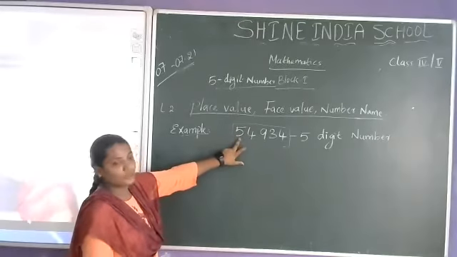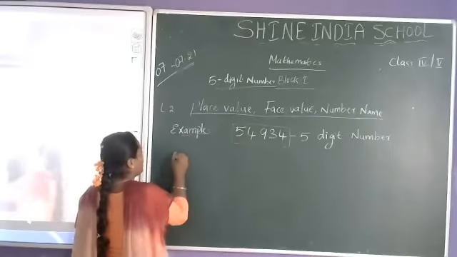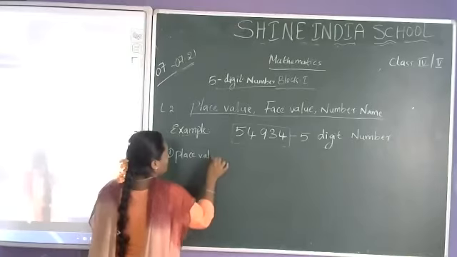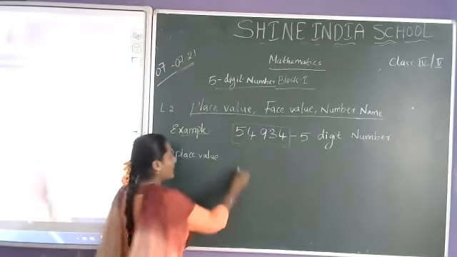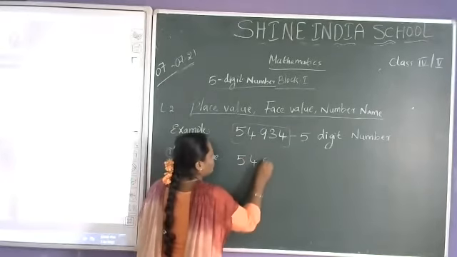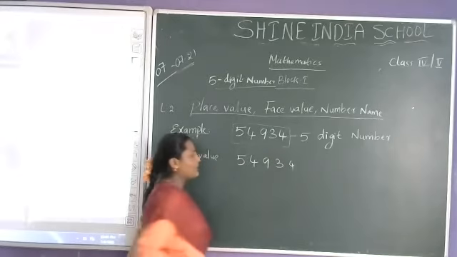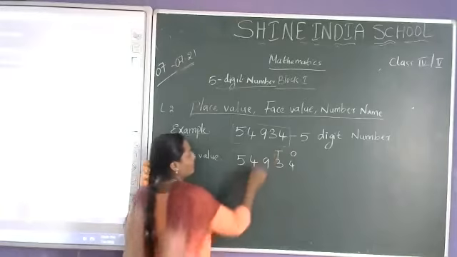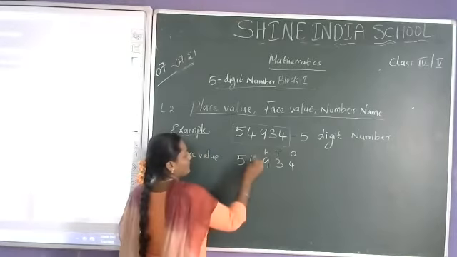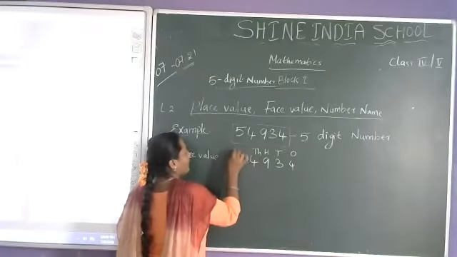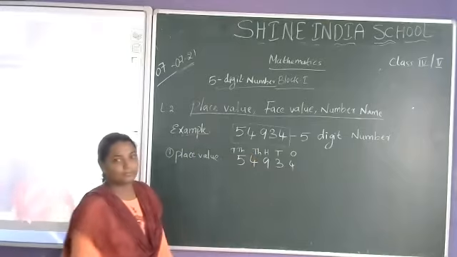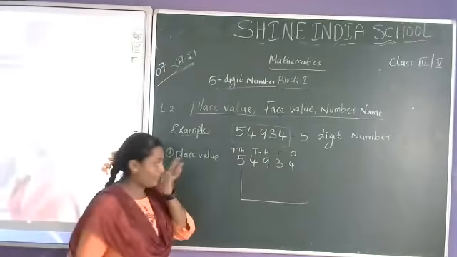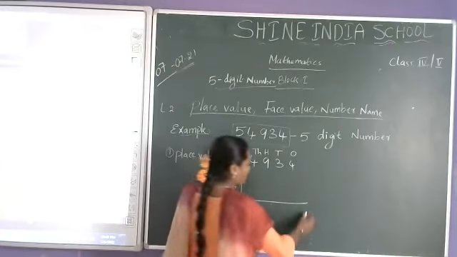This first one is place value. Already I said, 1, 2, 3, 4, 5 digits are there. Ones place, tens place, hundreds place, thousands, 10,000. You will come to the main number, the highest number. 5 is the highest number.